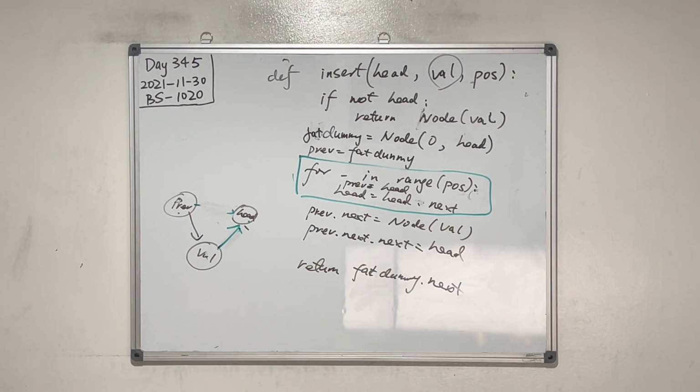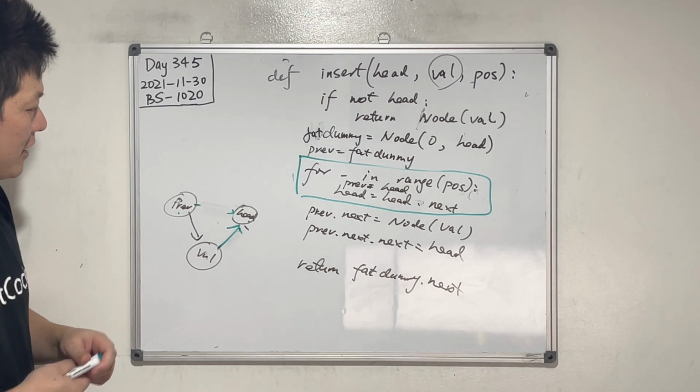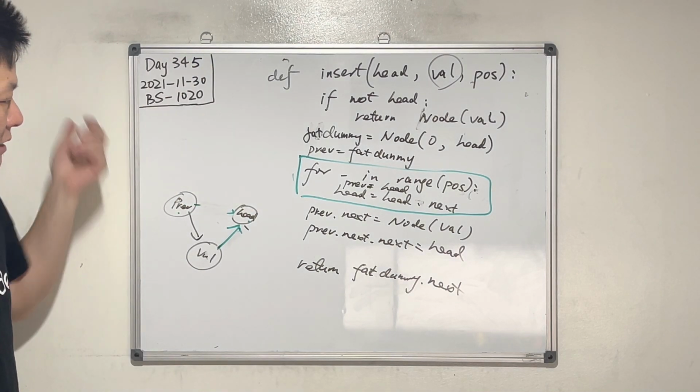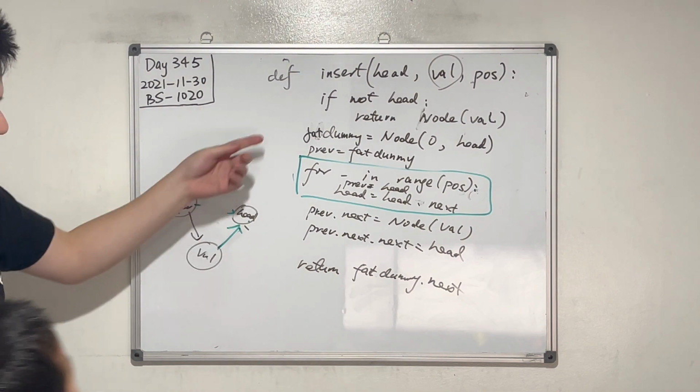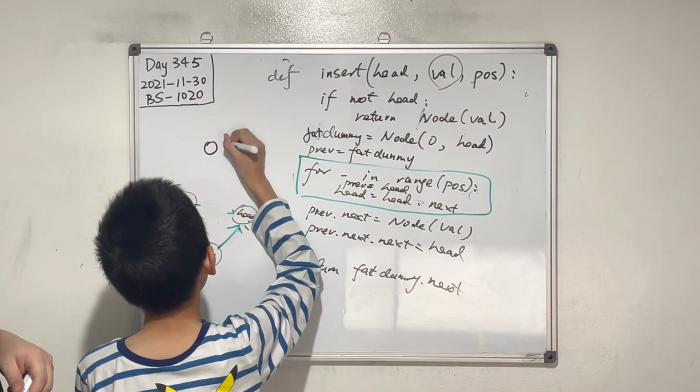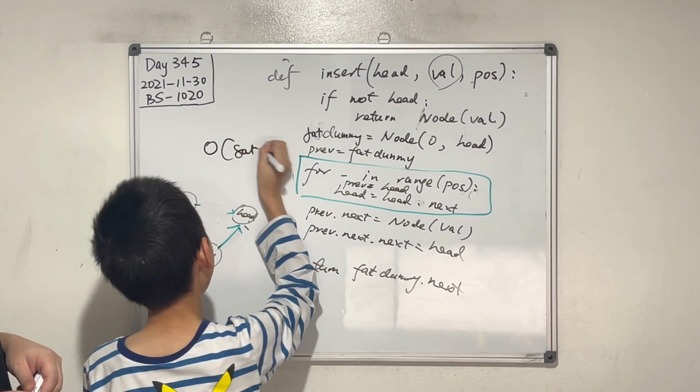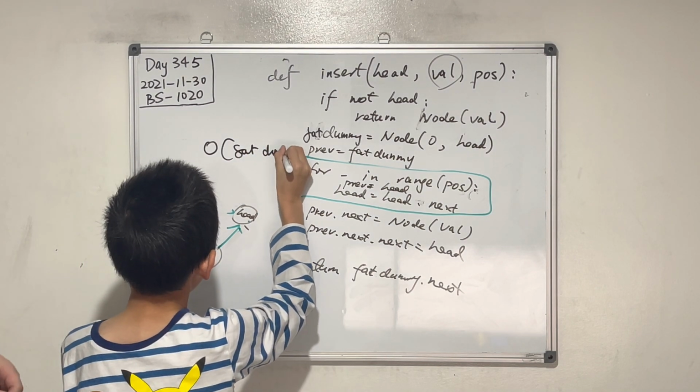What's the time complexity? If there are n nodes, O(n). What's the space complexity? Are we using additional space, constant space, or linear space? What space are we using at this time? We're using a fat dummy. O(1), because we only have the fat dummy.